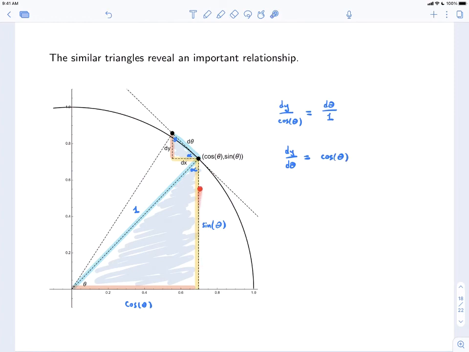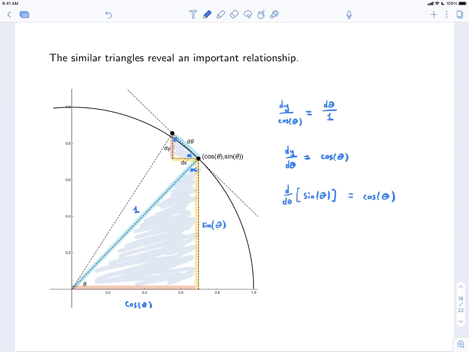But what is y? Remember that y is sine of theta. So what we've just established is that the derivative with respect to theta of sine of theta is cosine of theta, using a very nice geometric argument. Similarly, we can show that the derivative of cosine of theta is the opposite of sine of theta.